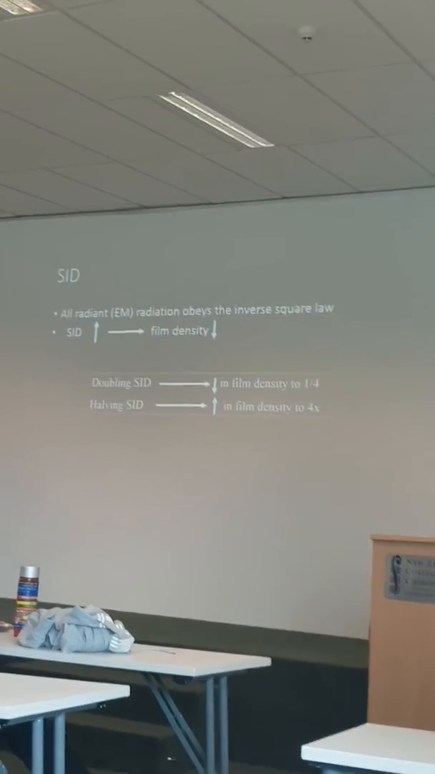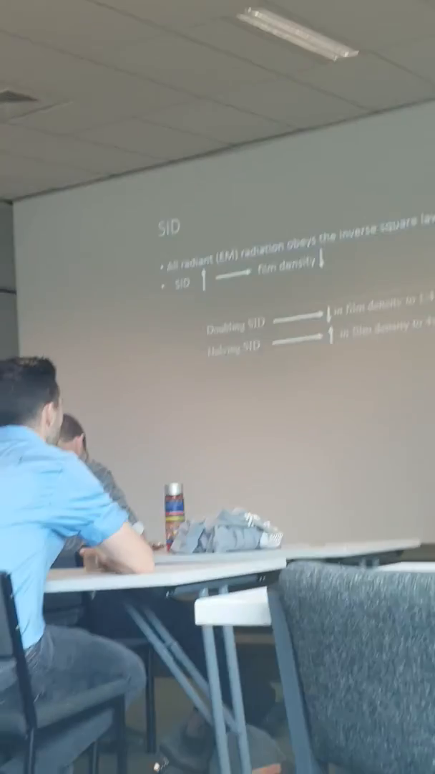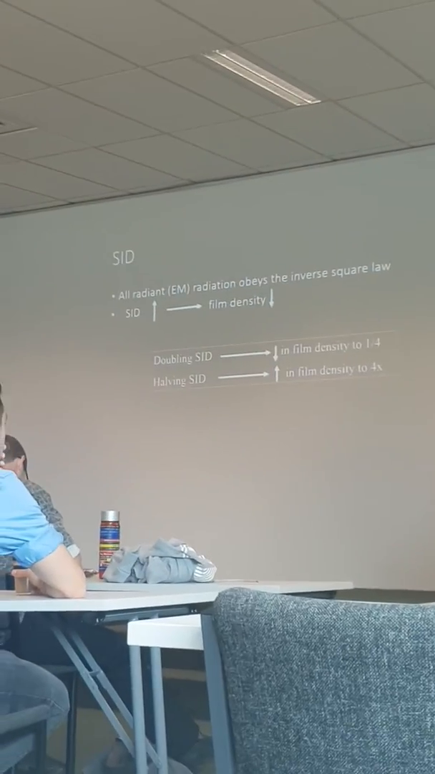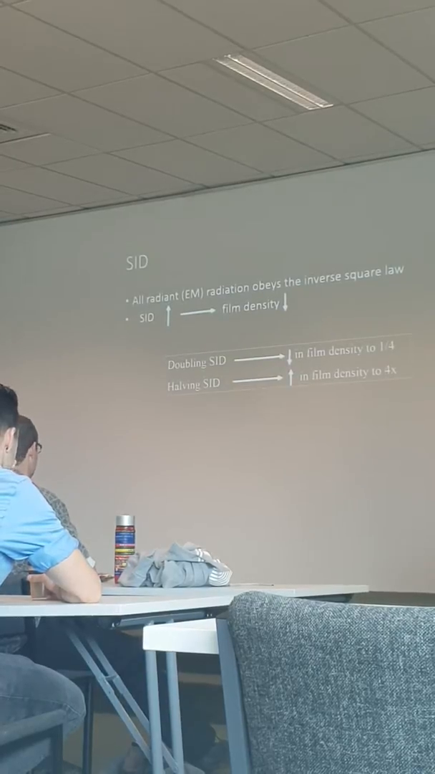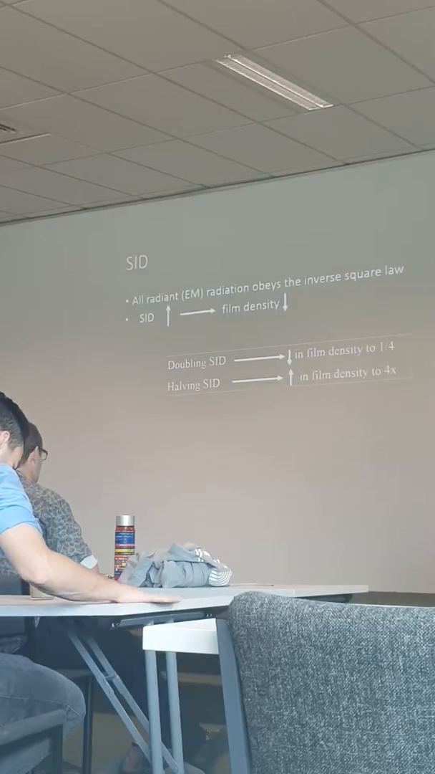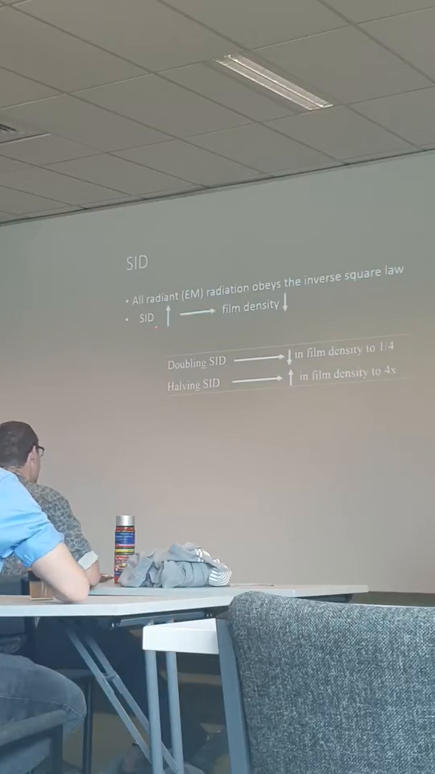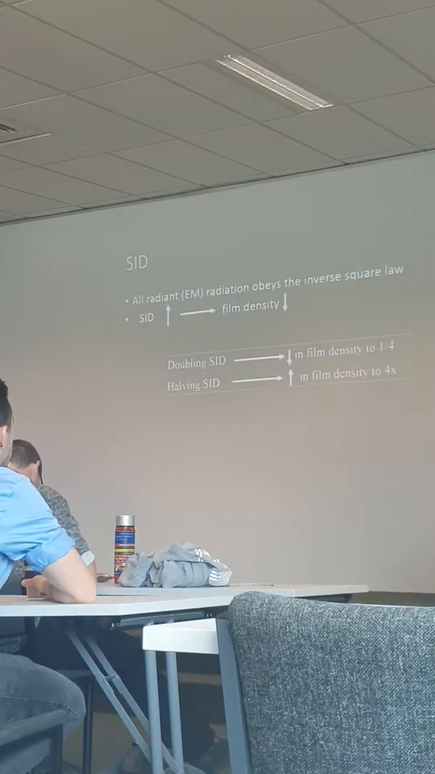Source to image distance. This is the distance between the X-ray tube and the image film receptor. All radiation obeys the inverse square law. Because it's dispersed in all directions equally, it starts to get less and less intense the further away from the source you get. So if you increase the source to image distance, you're going to decrease the film density. Obviously, if you take the source and the image away from each other, fewer X-rays reach the film receptor, so that decreases the density.